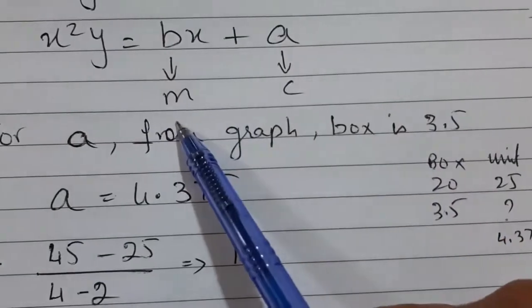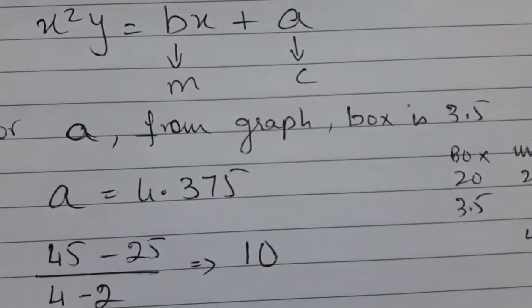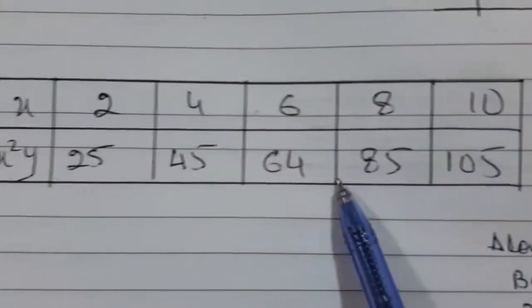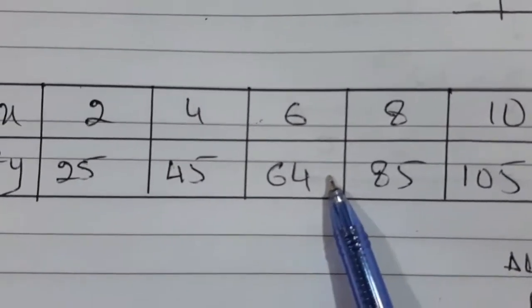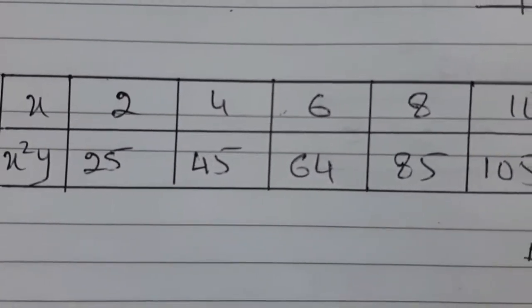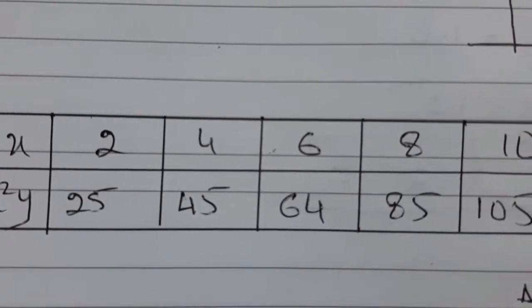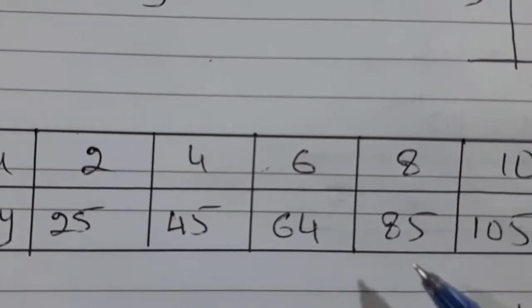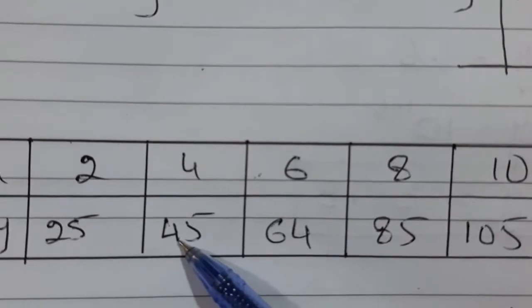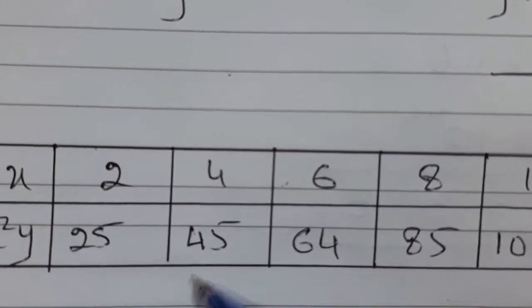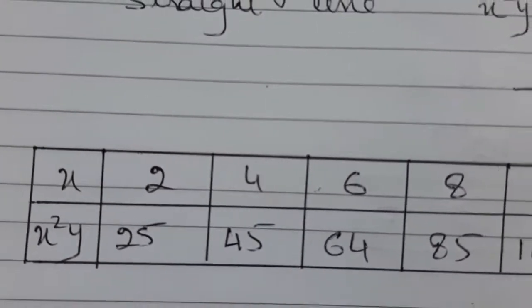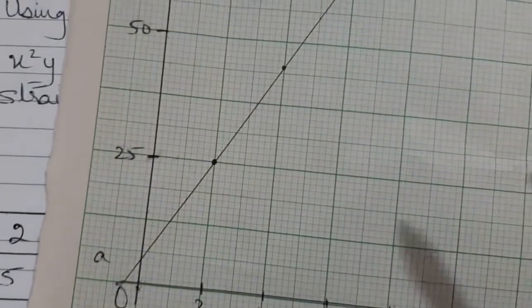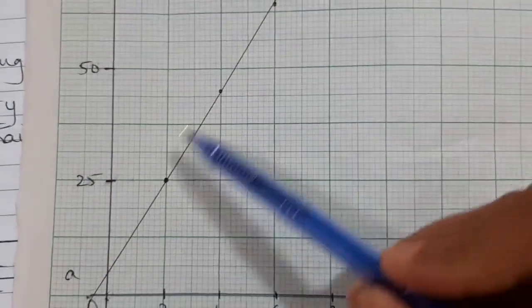And to calculate b, which is my gradient, just pick up 2 points from the line. Most importantly, the 2 points which are best on the line. So I have picked up this point and I have picked up this point because these two were exactly on the line. You can see, let me show you again. Here you can see they're exactly on the line.